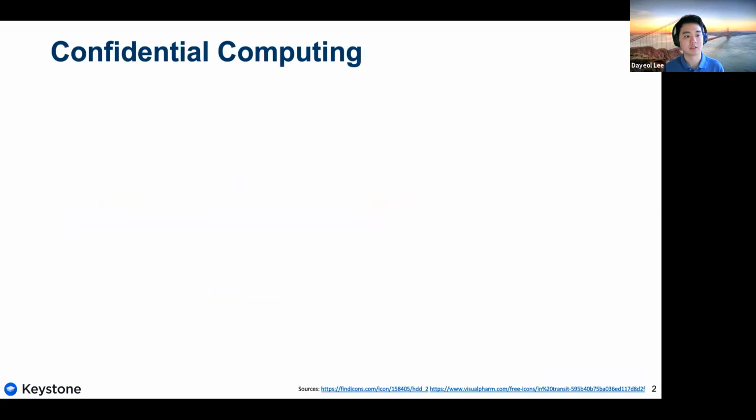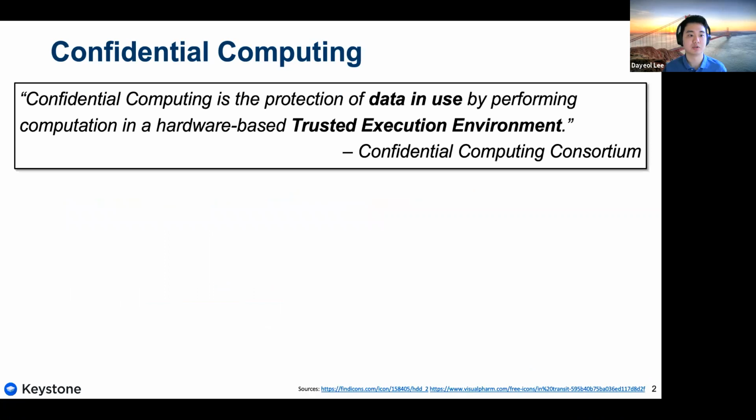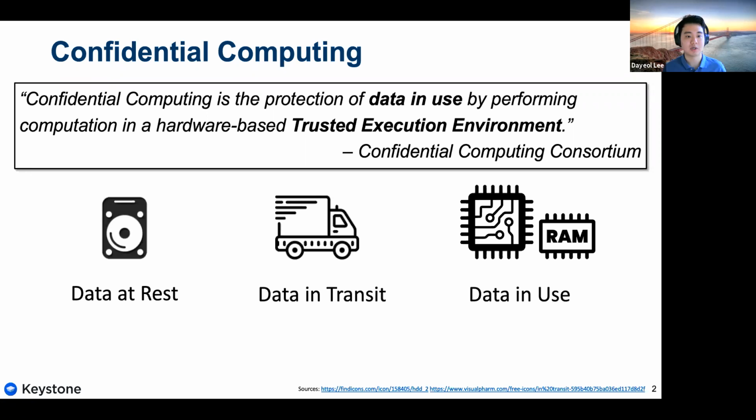So let's first talk about what confidential computing is. The definition from the Confidential Computing Consortium is the protection of data in use by performing computation in a hardware-based trusted execution environment. To elaborate more on that, let's talk about three states of the data. It can be categorized into data at rest, data in transit, and data in use.